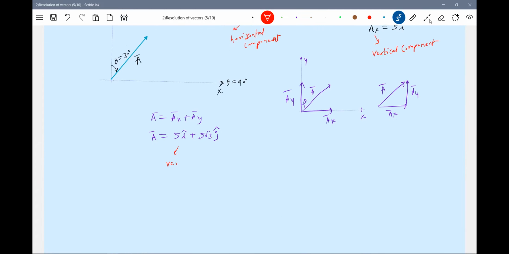This is the vertical component. This is the horizontal component. And this is the vector.